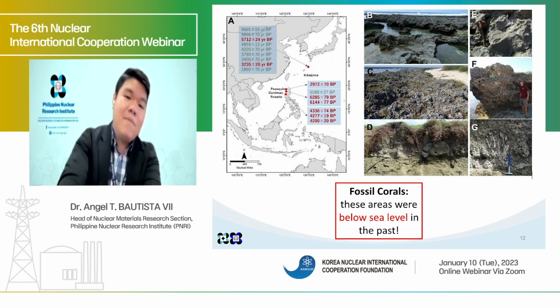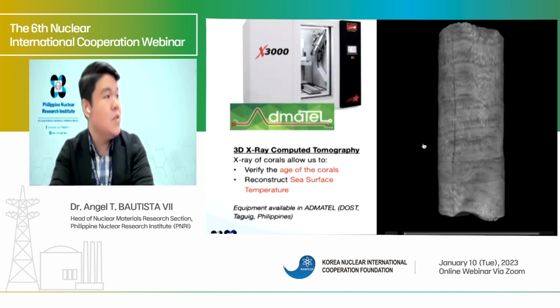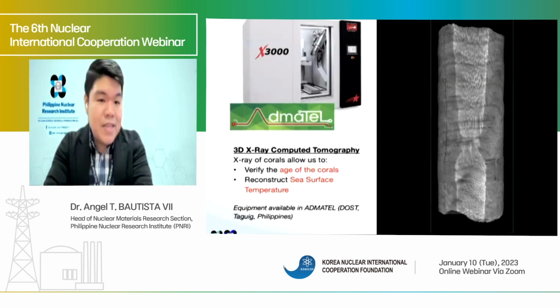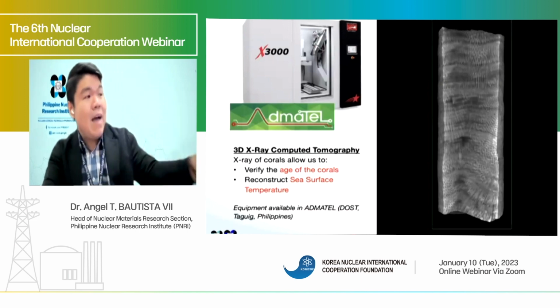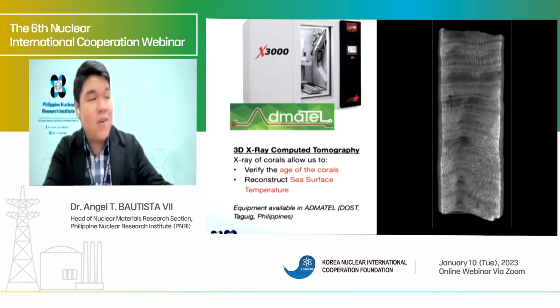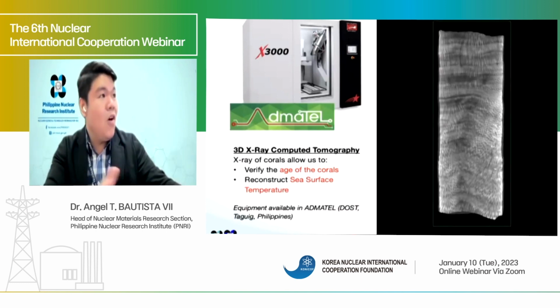So we can also take samples from those. The first thing we do with the corals is that we analyze them using this 3D X-ray computed tomography. So the coral cores, using this technology, we could see everything that is happening along the different axes of the corals. So you could see in the video that it's slicing the sample in all directions, and you could see the different features of the corals.